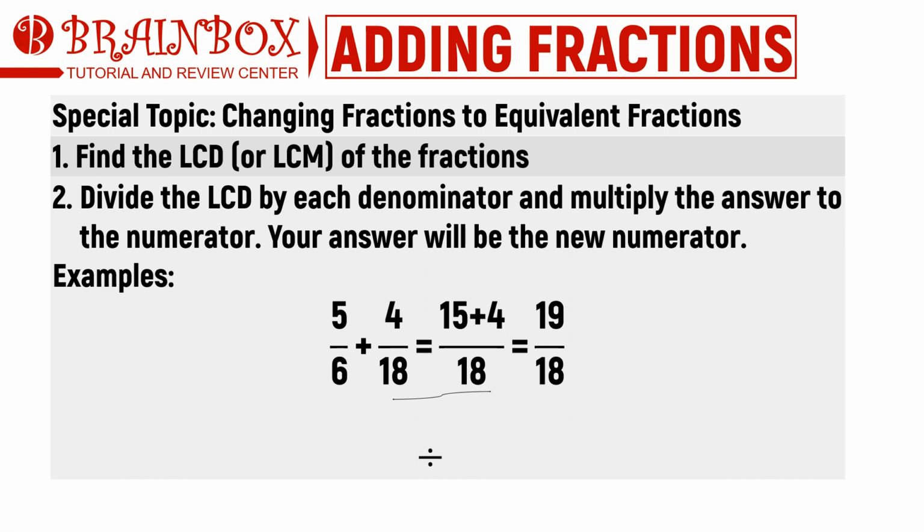1. You must find the least common denominator or multiple of the fractions. 2. Divide the LCD by each of the denominators, then multiply the quotient to each numerator. If addition is the operation, add the new numerators, then retain the denominator. This will serve as the new fraction to be used.